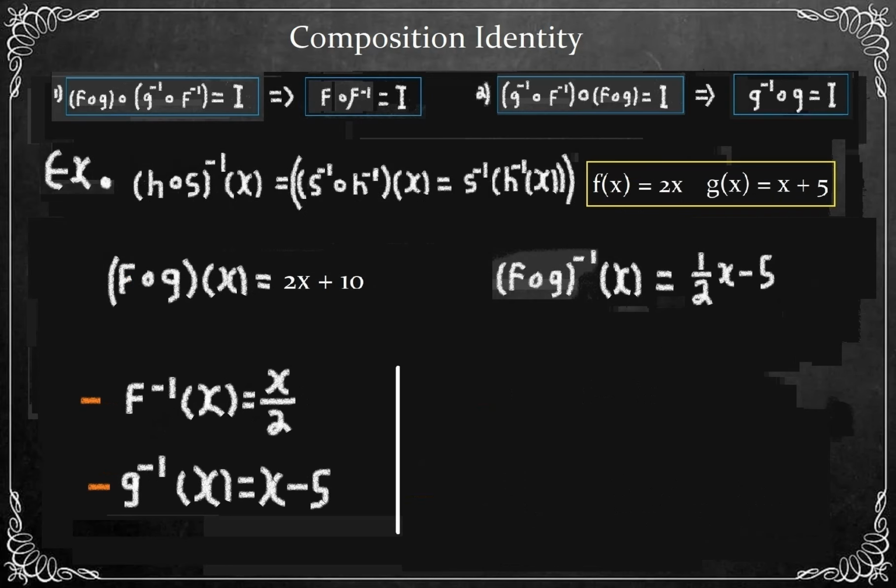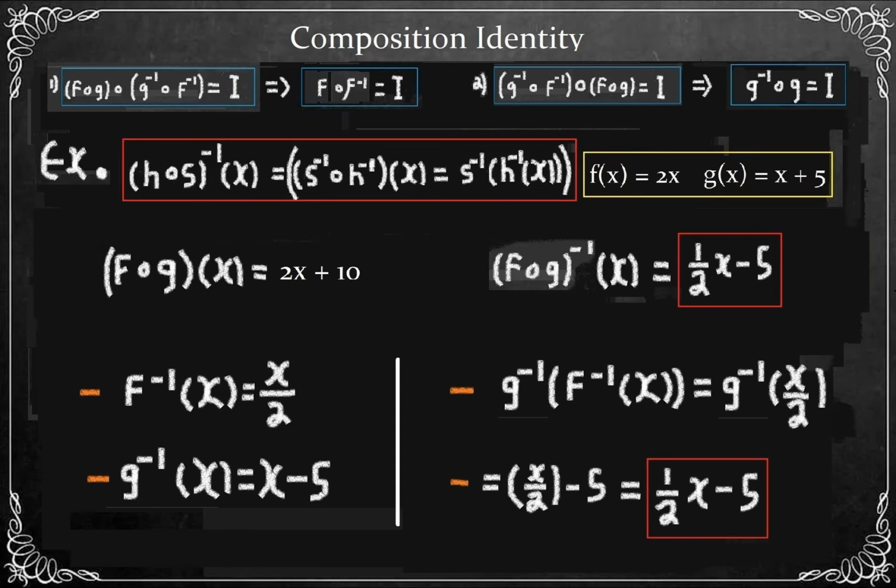Next we find the inverses of the individual functions from the yellow box. First column, we do the same as before: replace x with y, then solve for y algebraically. Then replace y with the inverse notation. So we get f inverse of x equals x over 2. We also have g inverse of x equals x minus 5.